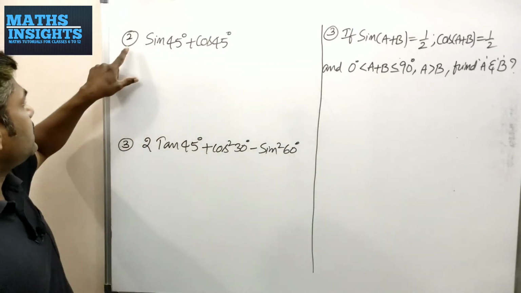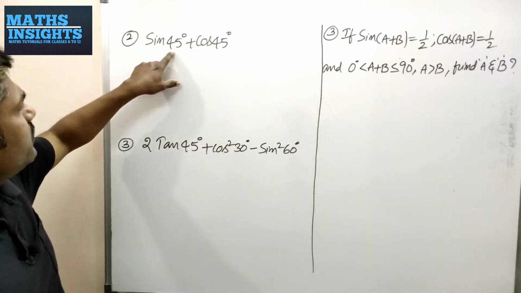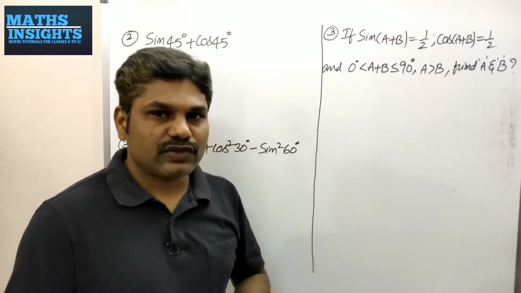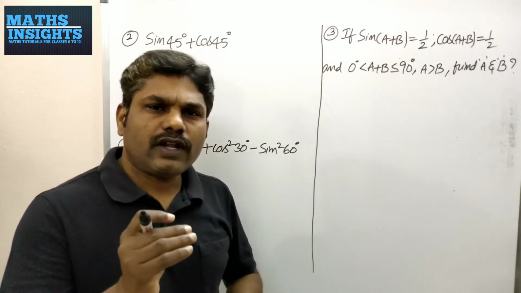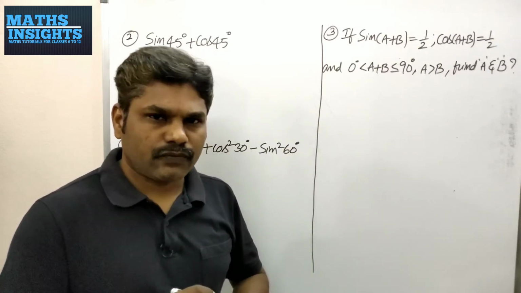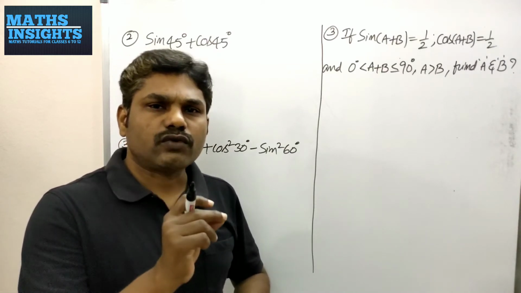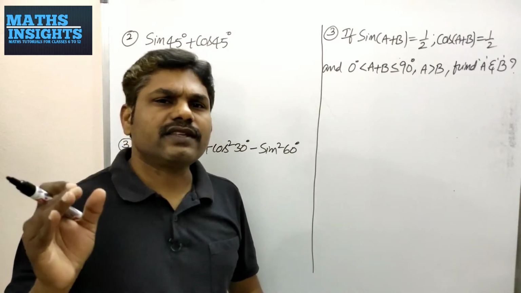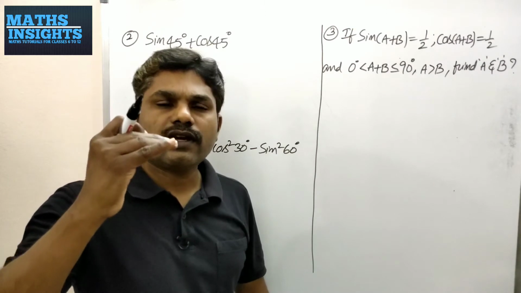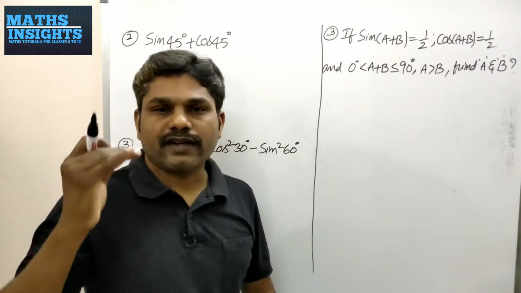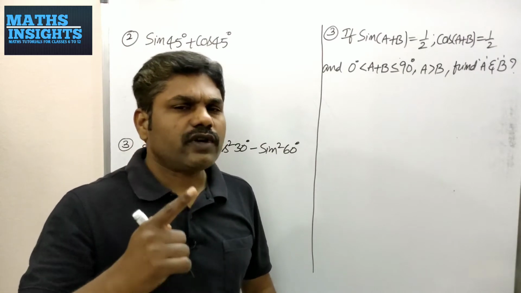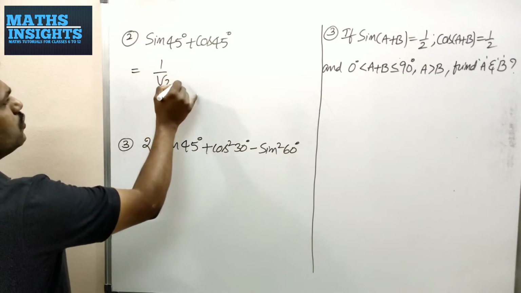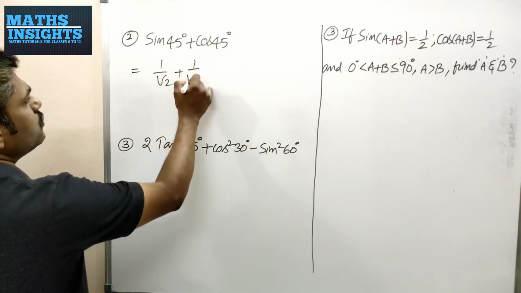If you see the second one, they are asking sine 45 degrees plus cos 45 degrees. If you observe the table which we discussed in the previous video, the cos 45 value and sine 45 value are both the same. If you read the values 0, 1 by 2, 1 by root 2, root 3 by 2, 1, I am reading these values for 0 degrees, 30 degrees, 45 degrees, 60 degrees and 90 degrees. If you observe, sine 45 and cos 45 are the same, and sine 45 is 1 by root 2, plus this will also become 1 by root 2.